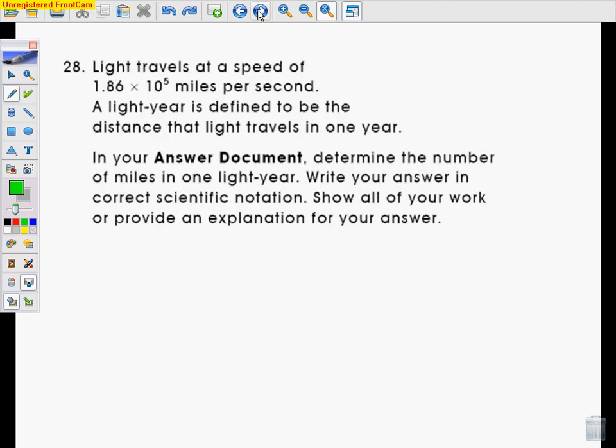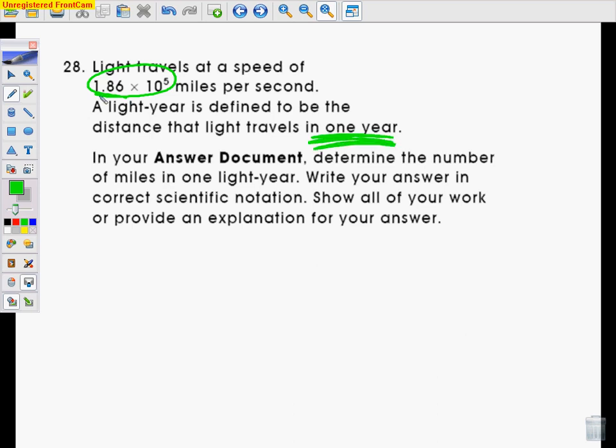Number 28. Light travels at a speed of 1.86 times 10 to the fifth miles per second. A light year is defined to be the distance that light travels in 1 year. In your answer document, determine the number of miles in 1 light year. Write your answer in correct scientific notation. Show all of your work or provide an explanation for your answer. So this problem once again says light travels at 1.86 times 10 to the fifth miles every second. Every single second, that's how far it goes. We want to know how far light travels in 1 year.